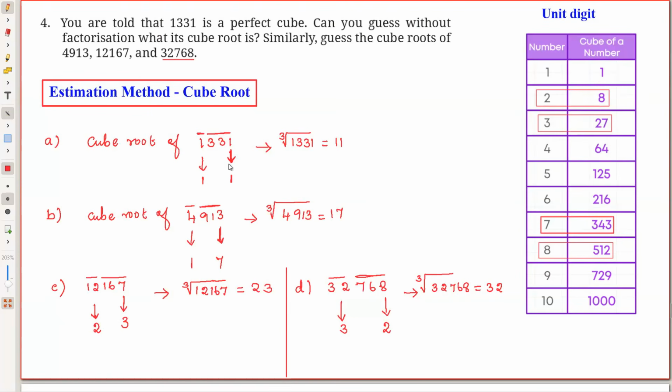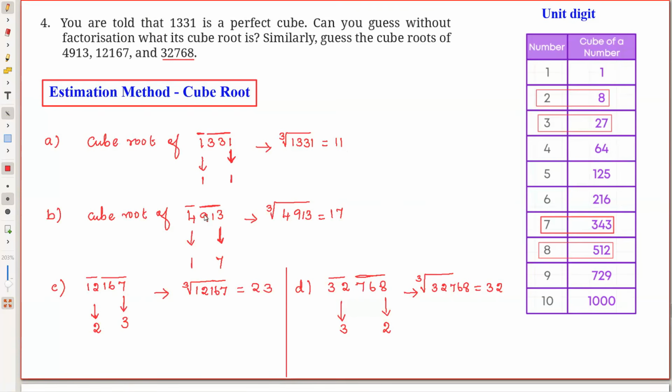Okay, now we are writing 1. Here the balance is 1. Now you have to see the cube number nearest to this 1 that is not more than it. Only 1 is possible. From this we write 1, and for this also 1. So 11 is the cube root of 1331.